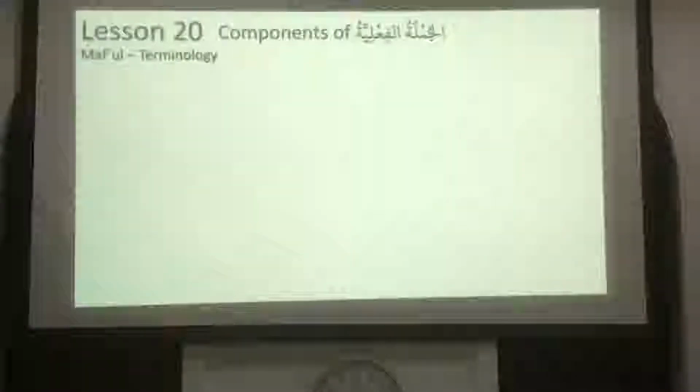So today we're going to learn lesson number 20, components of the jumla fe'liyyah. We'll learn some of the terminology. These are important to learn today. You don't need to memorize them, but you just have to keep them in your mind, and it's easy to understand this.